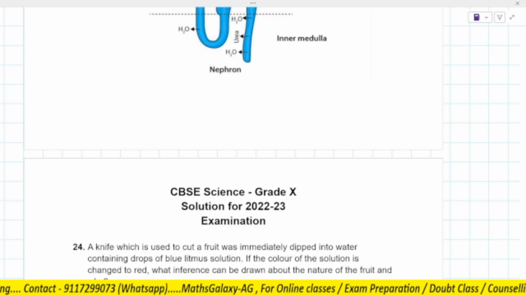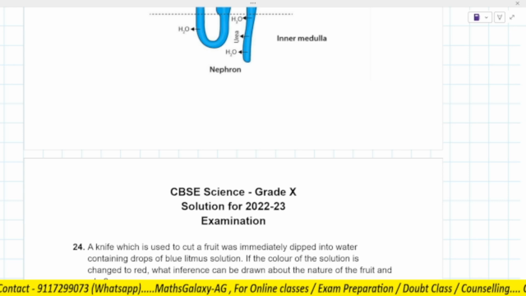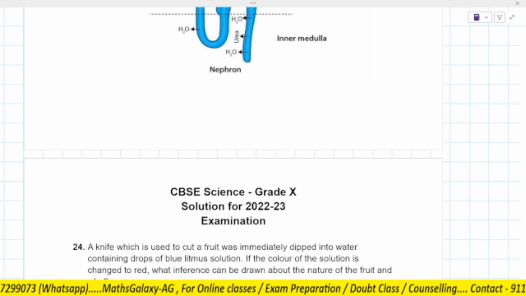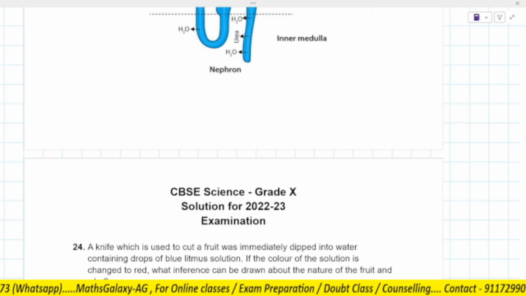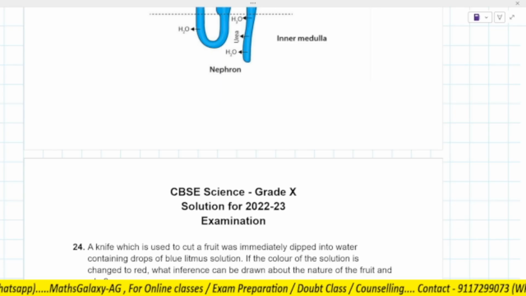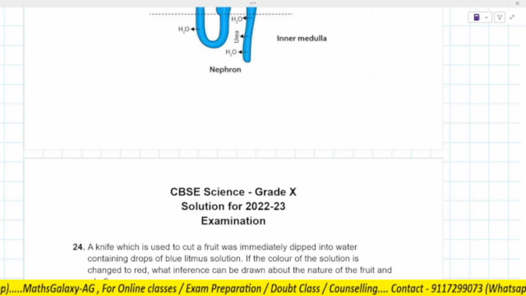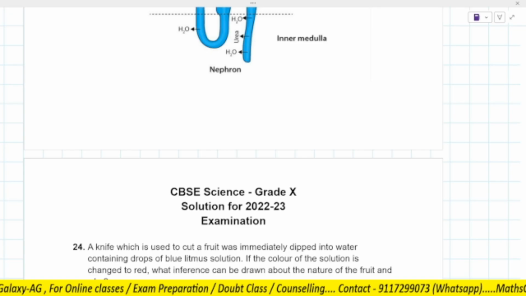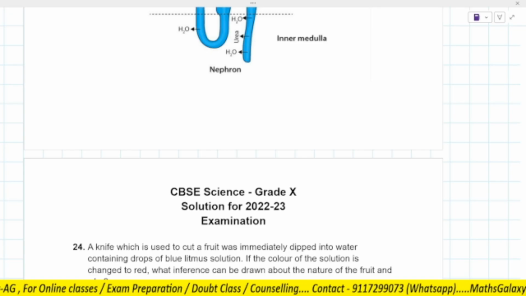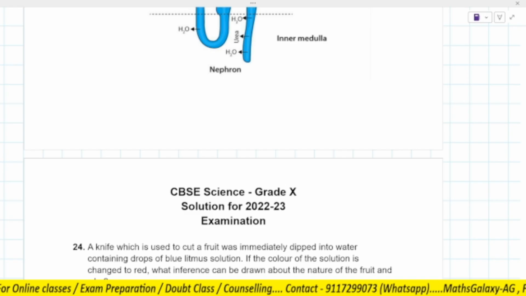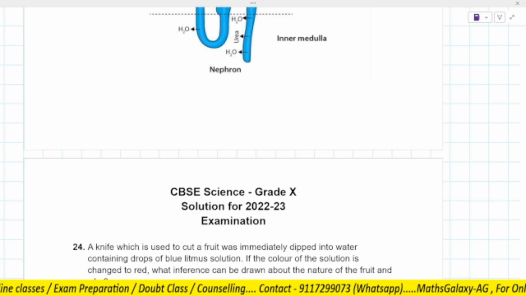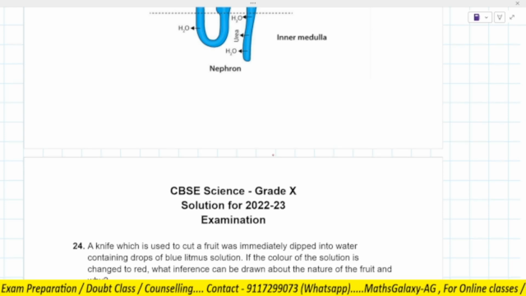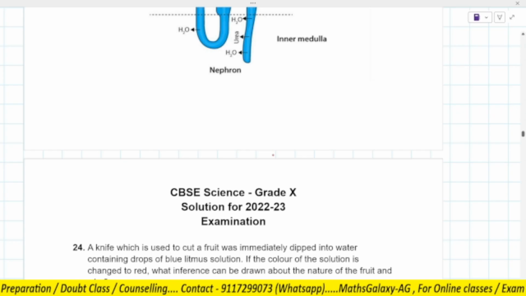A knife used to cut a fruit is dipped into water containing drops of blue litmus solution. If the color of the solution changed to red, what inference can be drawn? The nature of the fruit was acidic. Acidic in nature. And if the color of the solution changes to red, so blue litmus changes to red, it means acid. Yes, good. And the fruit, and why?